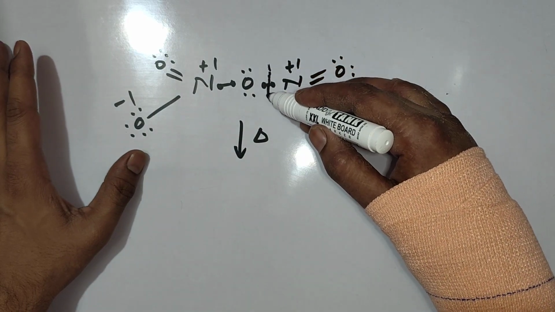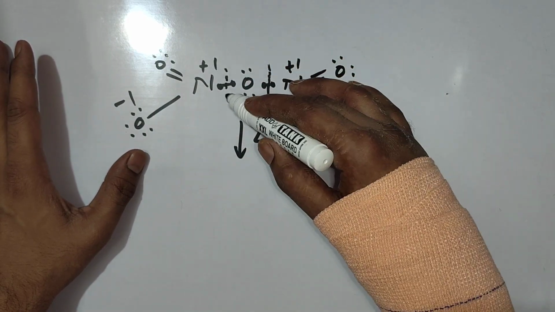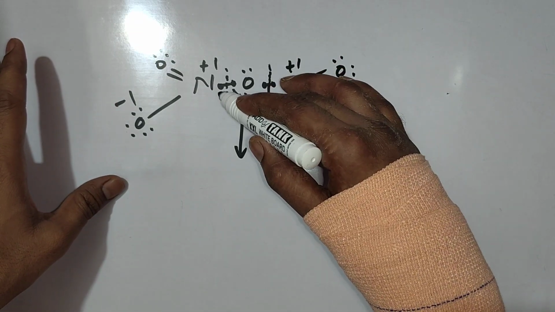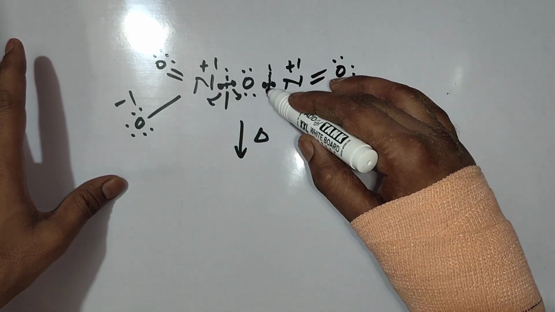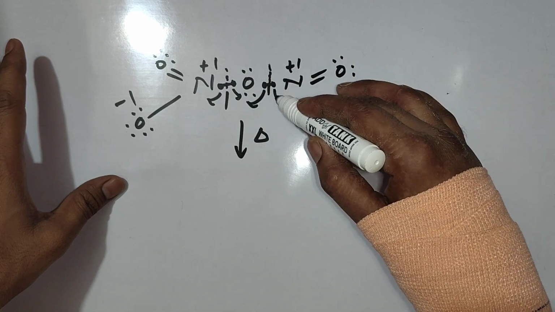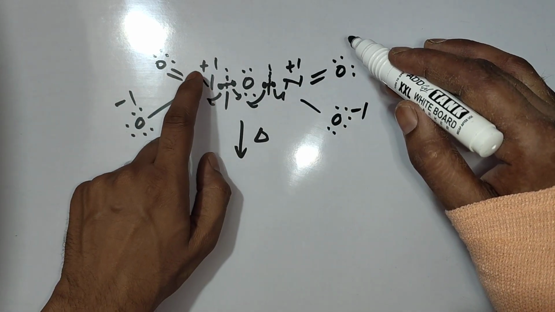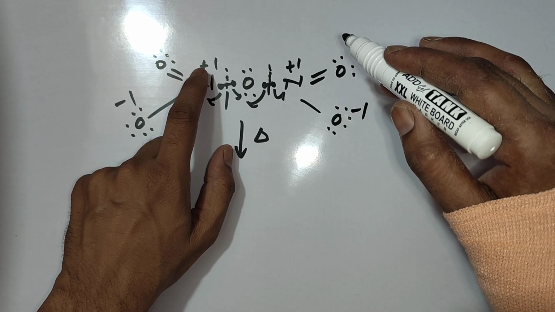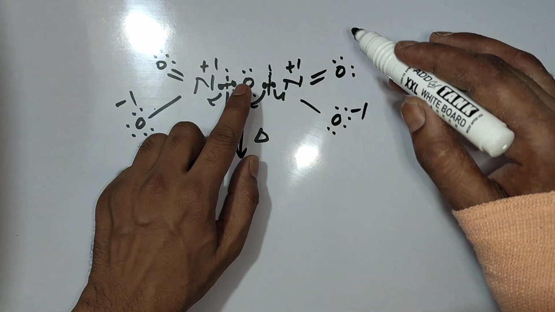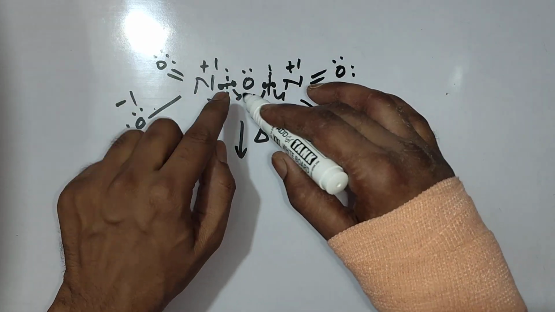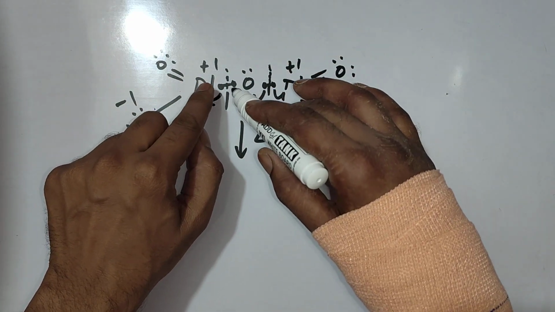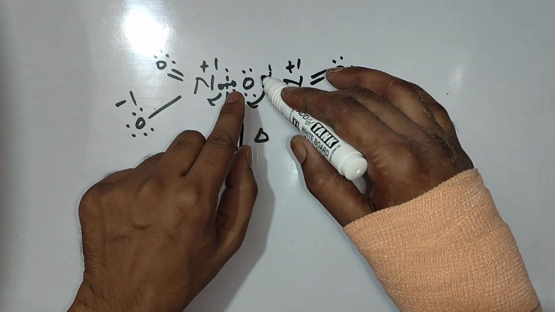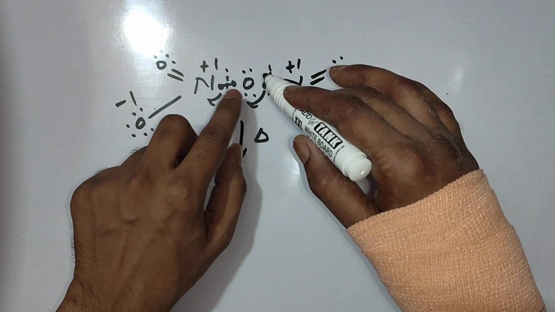This nitrogen-oxygen bond and this nitrogen-oxygen bond will break homolytically. Homolytically means equal transfer of electrons: one electron to nitrogen, one electron to oxygen, one electron to oxygen, one electron to nitrogen. Because right now nitrogen is in +1 condition, and +1 nitrogen has almost equal electronegativity or even more than this oxygen. So when the bond breaks, equal sharing of electrons will happen here.